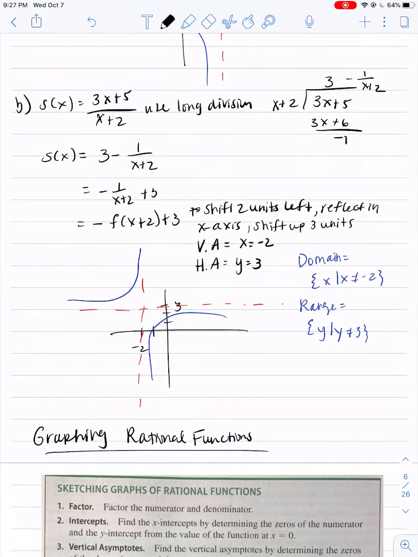Okay, now we're going to state the domain and range and graph (3x plus 5) over (x plus 2). So here we can't really see how it's going to be 1/x. So we're going to use long division to divide these. I'm going to get x plus 2 divided into 3x plus 5, and I get 3 minus 1/(x plus 2). So I just switch them and I get minus 1/(x plus 2) plus 3.